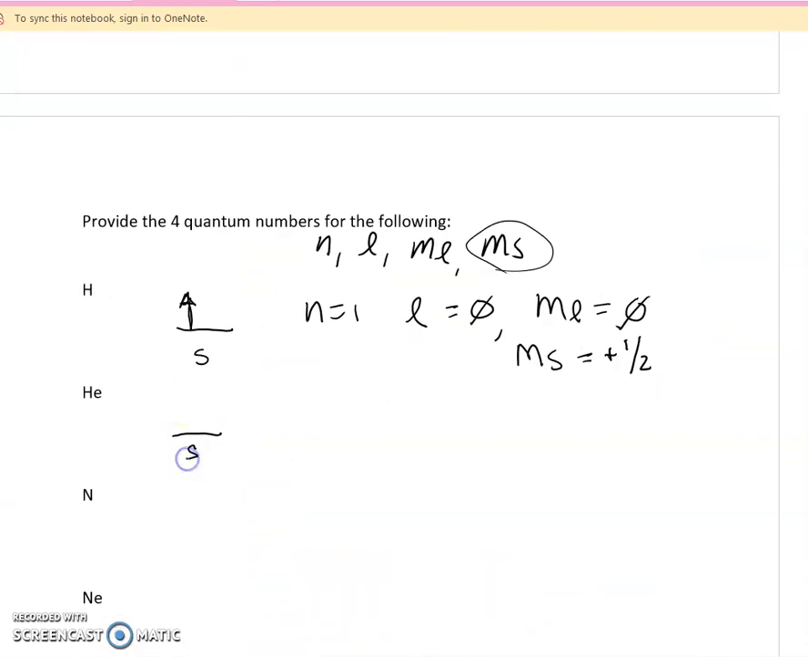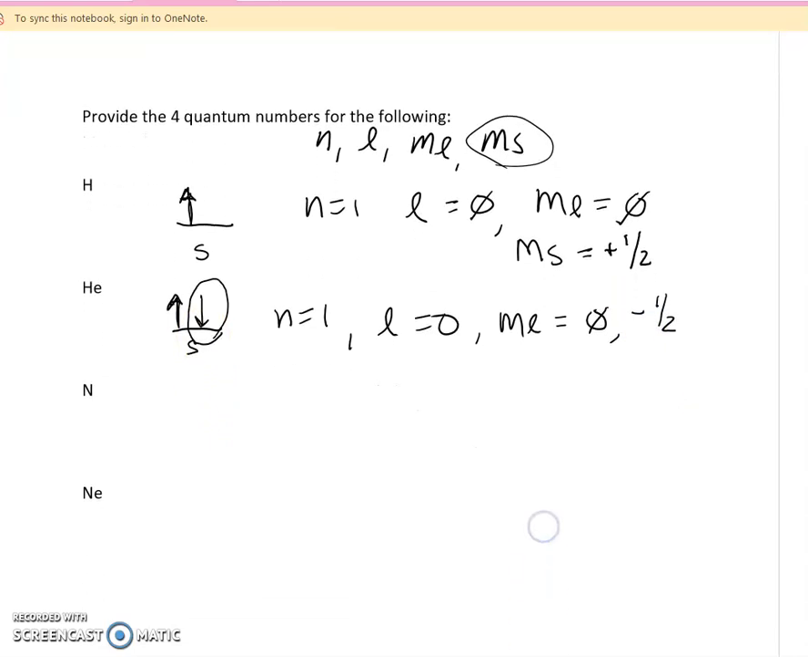So this is still S. So we know N equals 1, L is 0, and we know that the M sub L again has to be 0. But what would the M sub S be? Well, here, helium has 2 electrons, so we've got 1 arrow up, 1 arrow down. And you're looking for this one. It's always the last electron in the valence shell. So if you remember that from the last module, we're always looking at the last electron in the valence shell. So this will be minus a half.